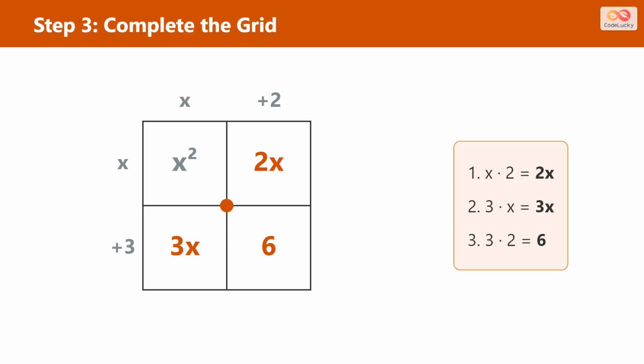Let's fill in the remaining 3 boxes. For the top right, we multiply x by 2 to get 2x. For the bottom left, we multiply 3 by x to get 3x, and finally, for the bottom right, we multiply 3 by 2 to get 6. Now our grid is completely full.